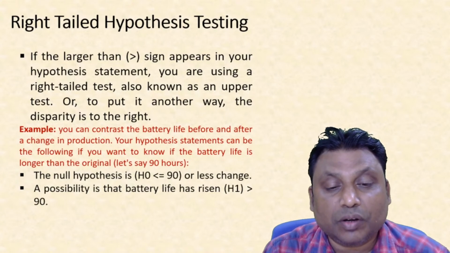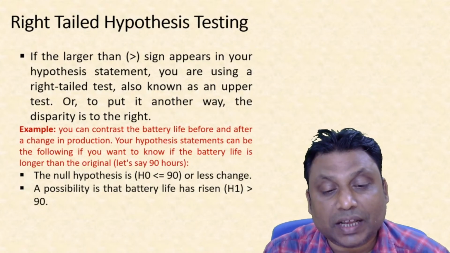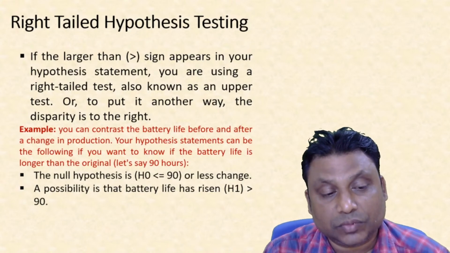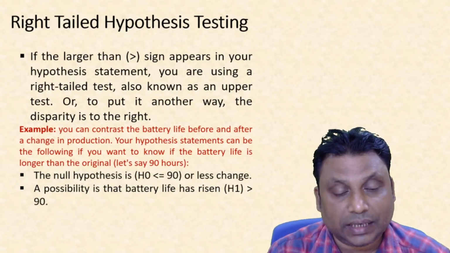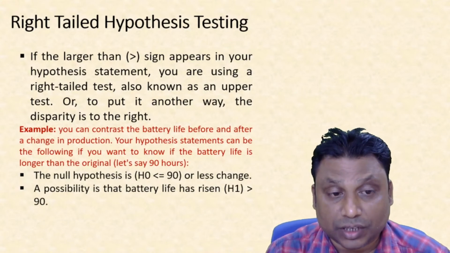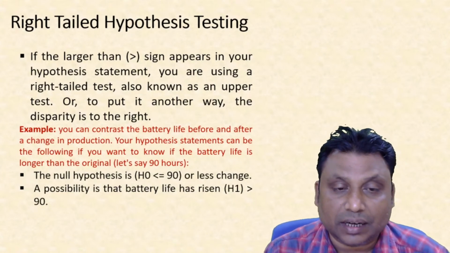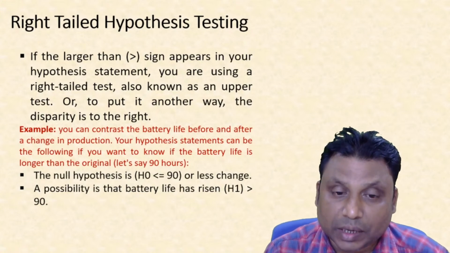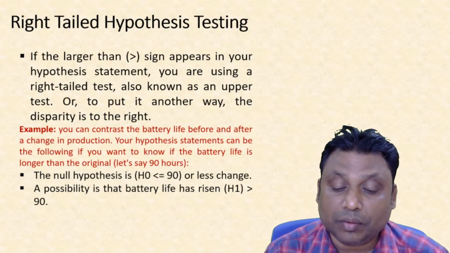The statement can be the following: if you want to know whether the battery life is larger than the original, the possibility is that battery life has risen, H1 greater than. If your null hypothesis is less than or equal to 90 hours, then the alternative should be more than 90 hours. Yes or no? So the null hypothesis is less than or equal to 90 hours, and that means your alternative hypothesis should be more than 90 hours.